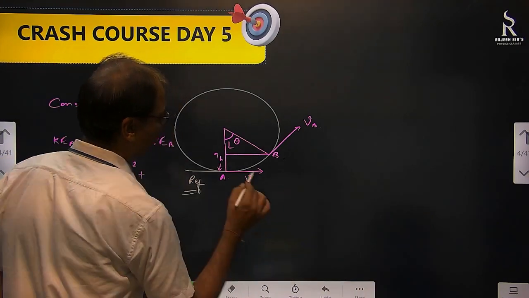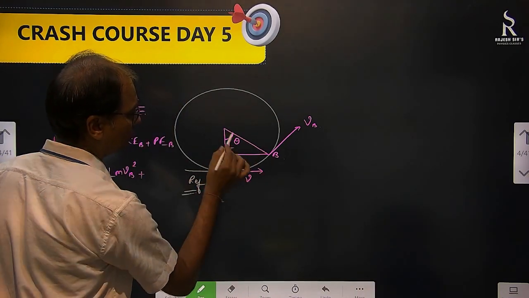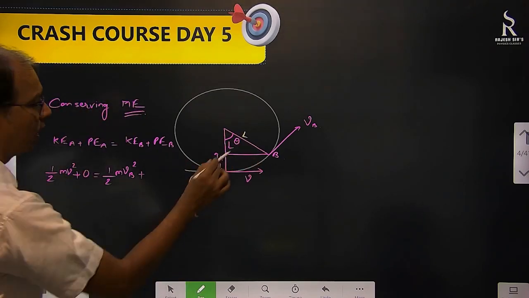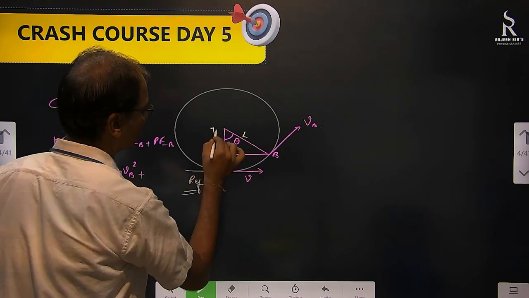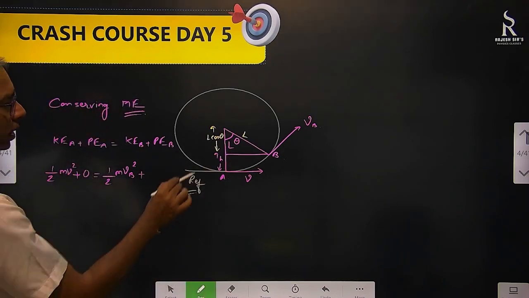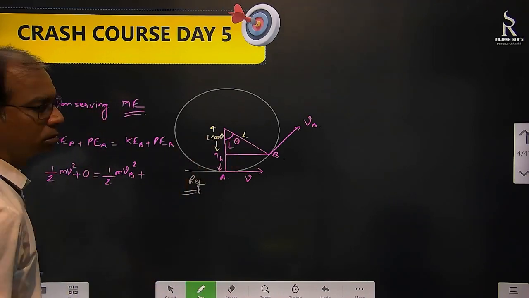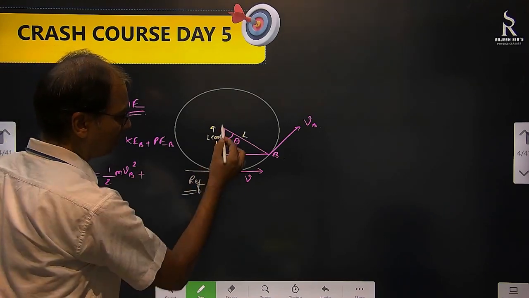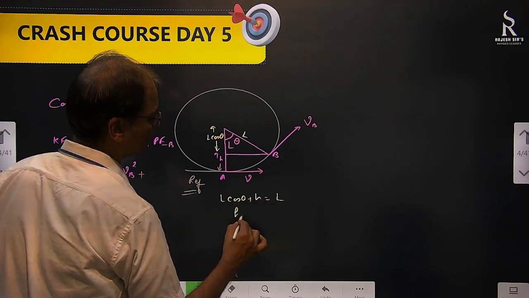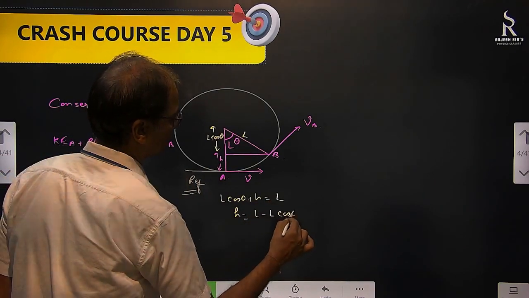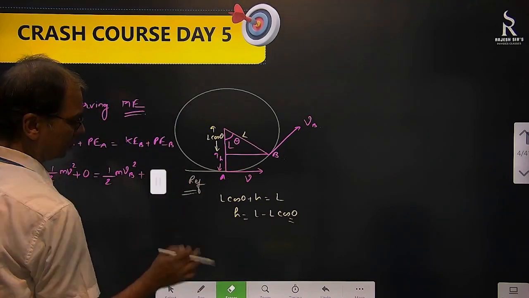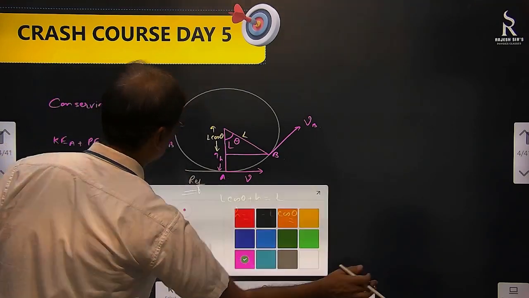Now, what is this height? We can see this is a right angle triangle, and we know that this is L. If this is L, then this has to be L cos theta. So, what can we write? L cos theta plus h equal to what? L, the length of the string is L only. So, L cos theta plus h equal to L. So, what is h? L minus L cos theta. That is what we want here, because potential energy at B is mgh only, right? So, this is mgh.